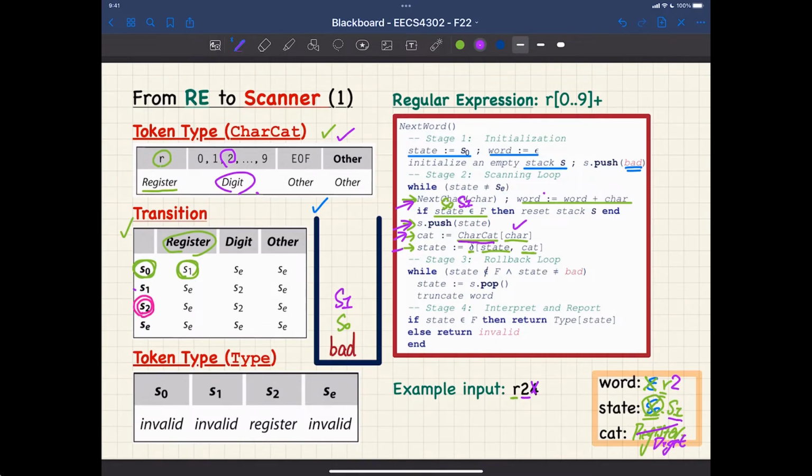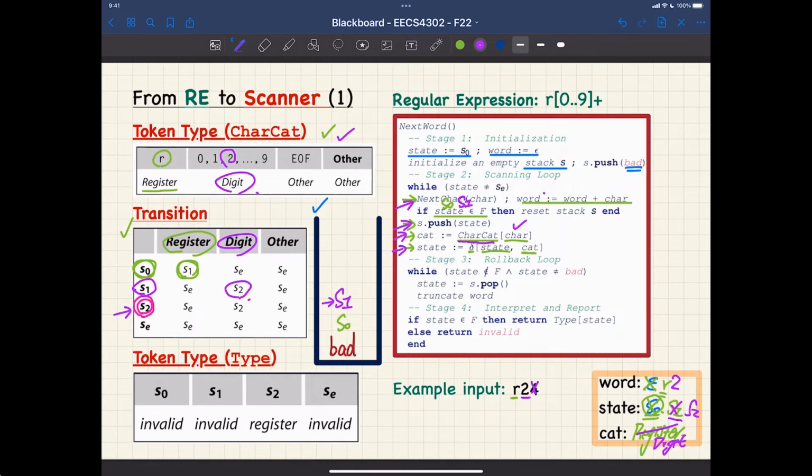And then for the states, we are now in S1. And then take a digit, we go to S2. Promising, because S2 is in accepting states. Right? State will now be changed to S2. It's very tedious, but at least you know how the algorithm works.